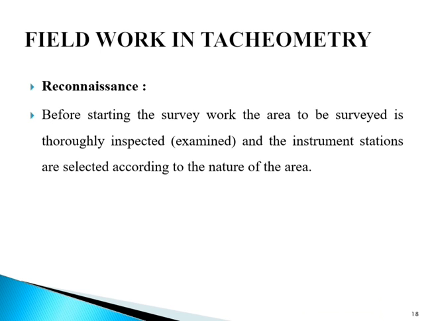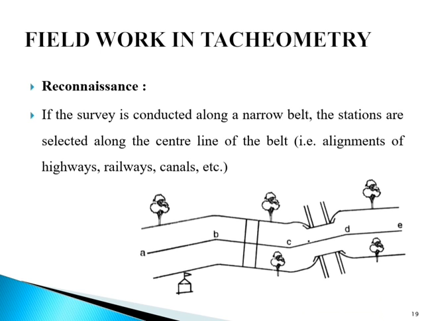Next one is reconnaissance. Before starting the survey work, the area to be surveyed is thoroughly inspected or examined, and the instrument stations are selected according to the nature of the area. Here you can see the image. If the survey is conducted along a narrow belt, the stations are selected along the center line of the belt, for example alignment of highways, railways, canals, etc. You can see its arrangement in the image like A, B, C, D, E. By this it can be done.